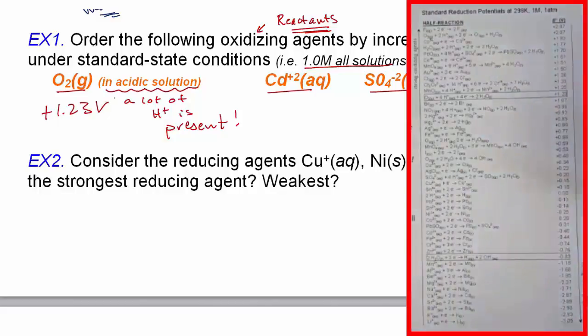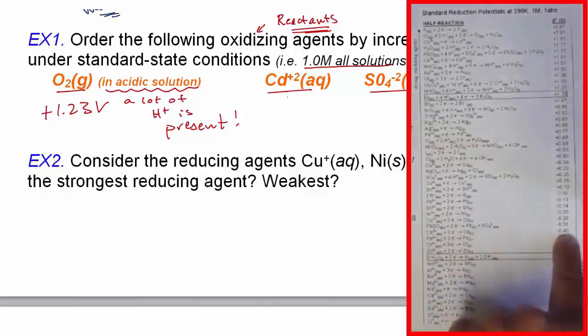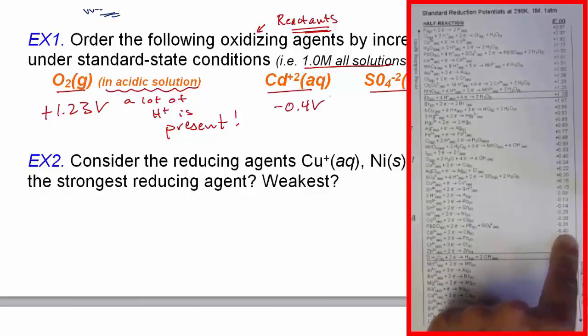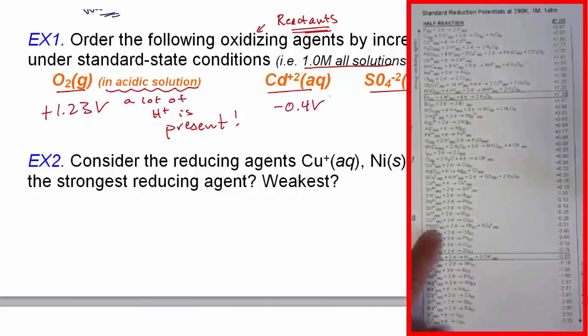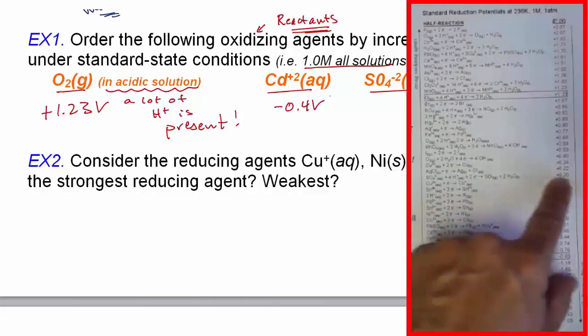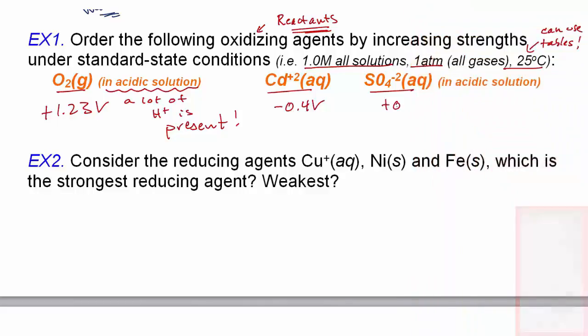Cadmium ion. Cadmium ion is down here. Cadmium is getting reduced, so cadmium, oxidizing agent, negative 0.4 volts. Sulfate in acidic solution. Here's lead sulfate, but that's not sulfate in acidic. Here's a sulfate in acidic solution, positive 0.2. So order them in order of increasing strengths. Cadmium is the weakest, then sulfate, then oxygen. That's the order of their oxidizing agent strength.